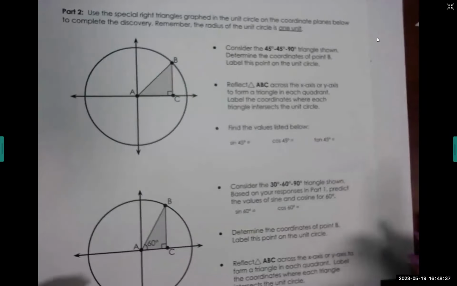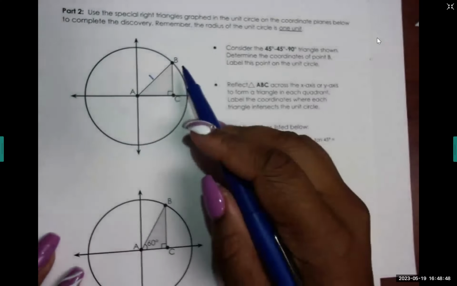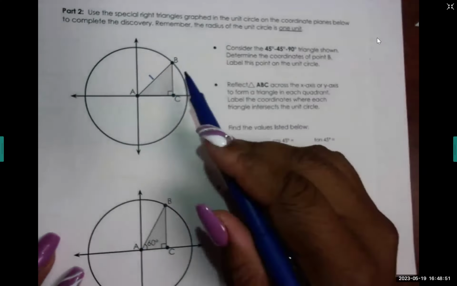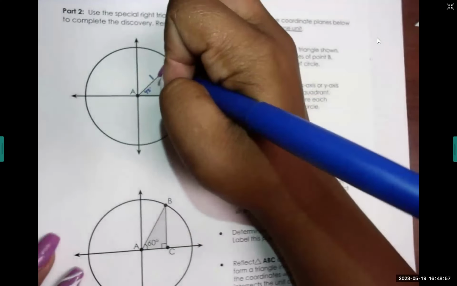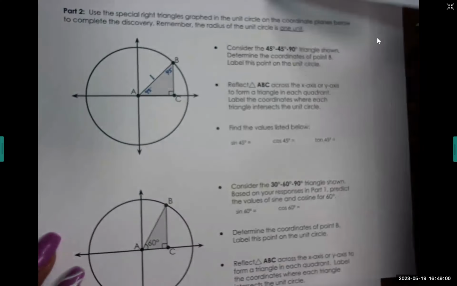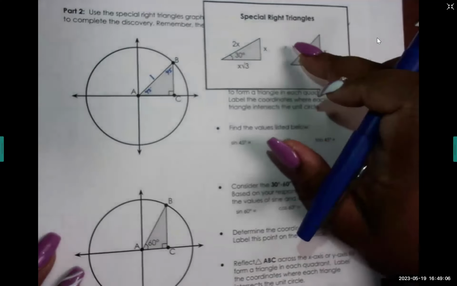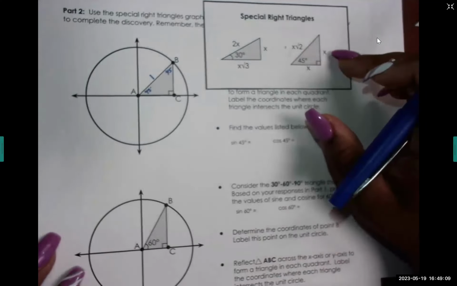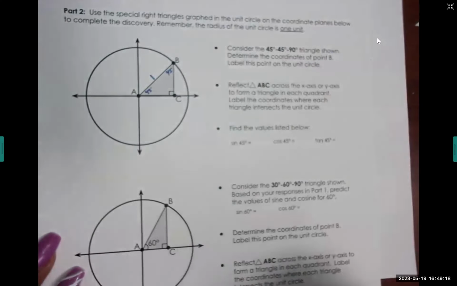Now we're going to explore what happens when we have a 45, 45, 90 degree triangle inside of a unit circle. So remember, the radius for our unit circle is 1 unit in length. So let's consider this 45, 45, 90 degree triangle shown, and we're going to determine the coordinates of point B. I know it's a 45, 45, so these angle measures are going to be 45 degrees. Thinking about my special right triangles, with 45, 45, 90 triangles, the two legs are going to be the same length, and the hypotenuse is going to be whatever that leg length is times square root 2. So the first step is to label each side of our triangle.